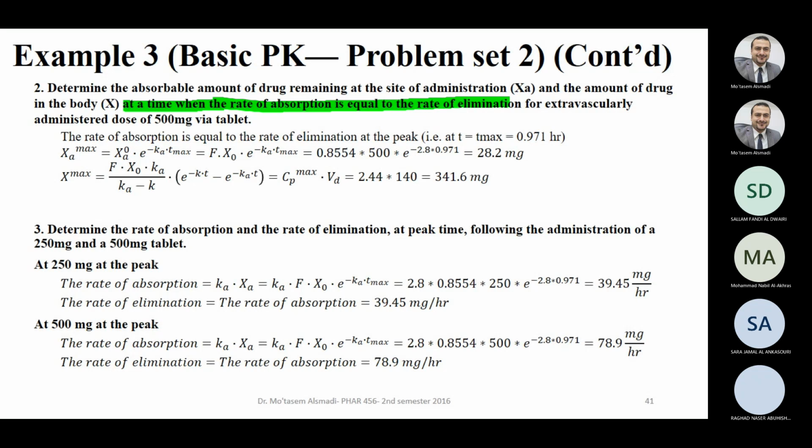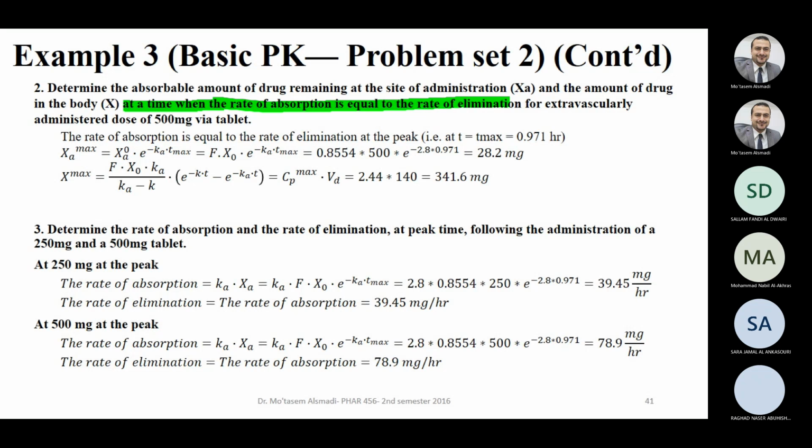Okay? Of course, is this XA constant over time or does it change? It changes, right? It changes exponentially, because this relation is exponential. What about the amount in the body? This is the same equation as the concentration in plasma, except that it's not divided by VD. So this is F multiplied with the dose multiplied with Ka divided by Ka minus K, multiplied with e to the power minus K t, minus e to the power minus Ka t.